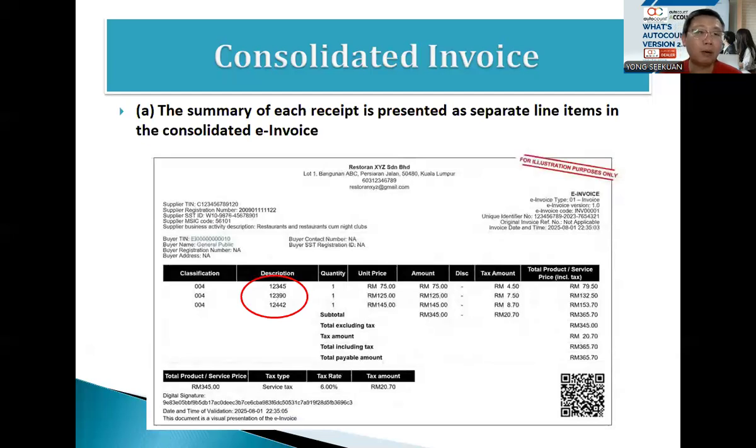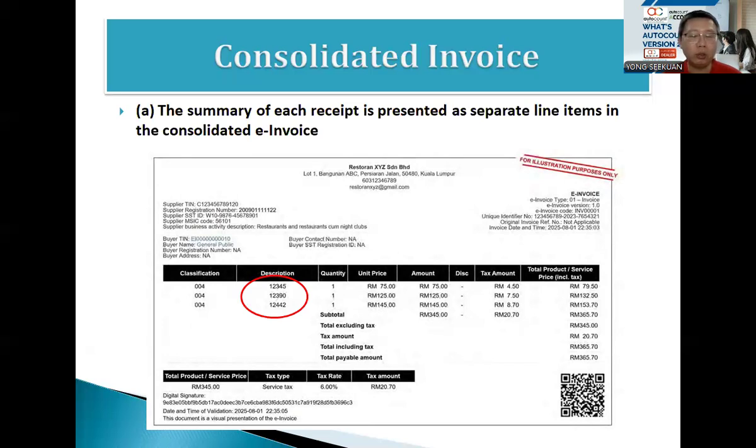So this is the standard of the consolidated. Consolidated also has three methods to consolidate. First method is, let's say this month you issue 10 invoices, 10 receipts. So you just put the 10 receipts in one consolidated invoice and submit to them. You see this one by one.